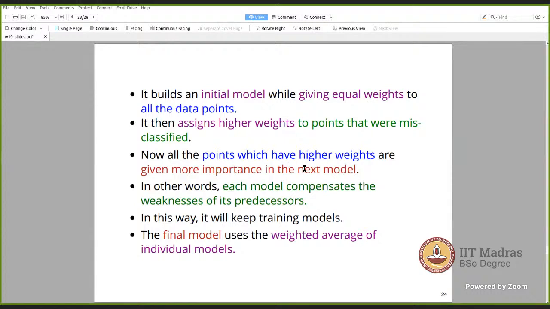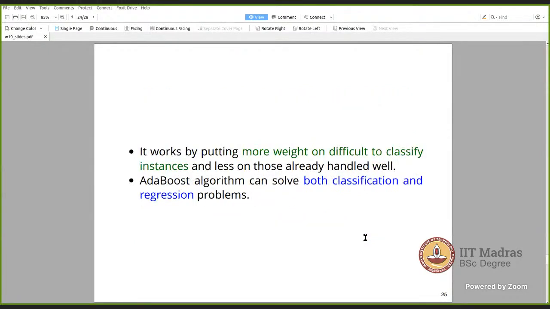Now, all the points which have higher weights are given more importance in the next model, right? That's what we spoke about. So in that way, each model compensates for the weaknesses of its predecessor. It will keep training that way. The final model uses the weighted average of individual models. Now, how is this weighted average seen? This weighted average considers the say that we were talking about, that's actually the performance. The performance of each classifier is considered when we give the final prediction.